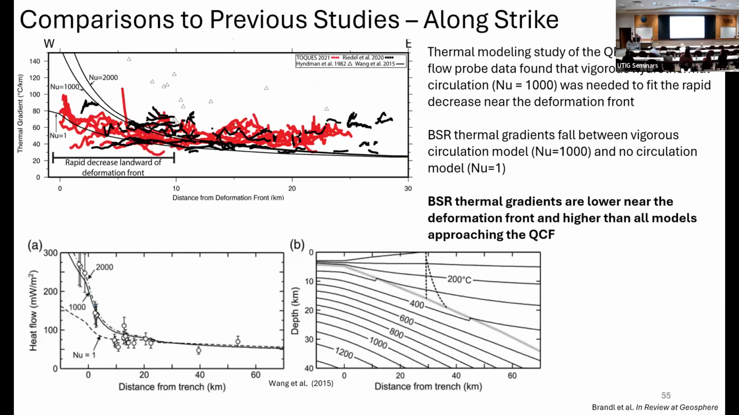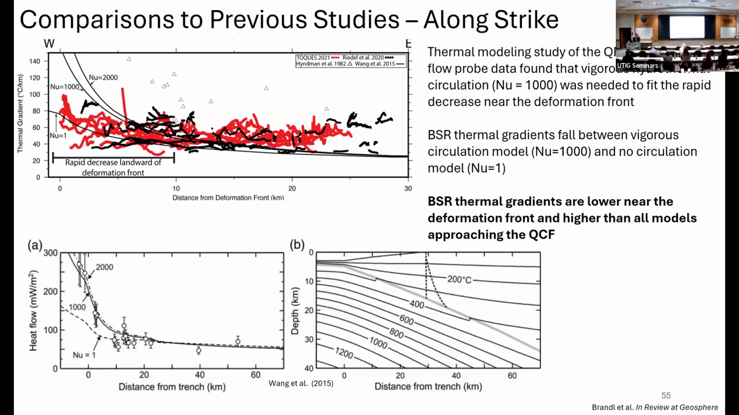The other comparison to make, in the strike-perpendicular direction, is to the previous thermal models of the plate boundary. As I mentioned, this thermal model from Collin Wang used the previously obtained heat flow probe data to model the lithospheric temperatures, and they found this rapid decrease. Their best fitting model assumed that there was vigorous hydrothermal circulation in the oceanic crust and that was what really was responsible for this decrease.